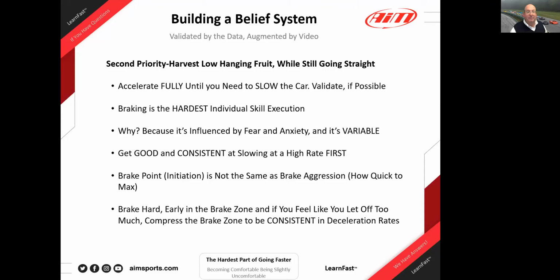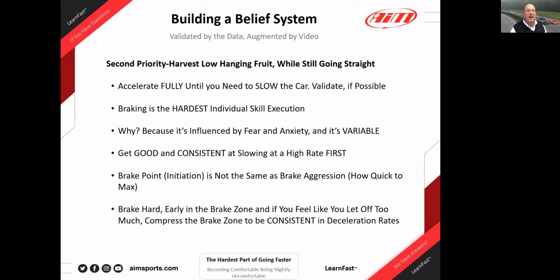Yep, that's right. So the second priority: harvest the low hanging fruit. Well, you're still going straight. If you're still going straight, you can fix it. If you run into a jam, if the car becomes unstable because of threshold braking, you can fix it. Get out of the brake. Let the platform settle down. But the idea here is harvest the low hanging fruit, get this thing slowed down while you're still on a straight.